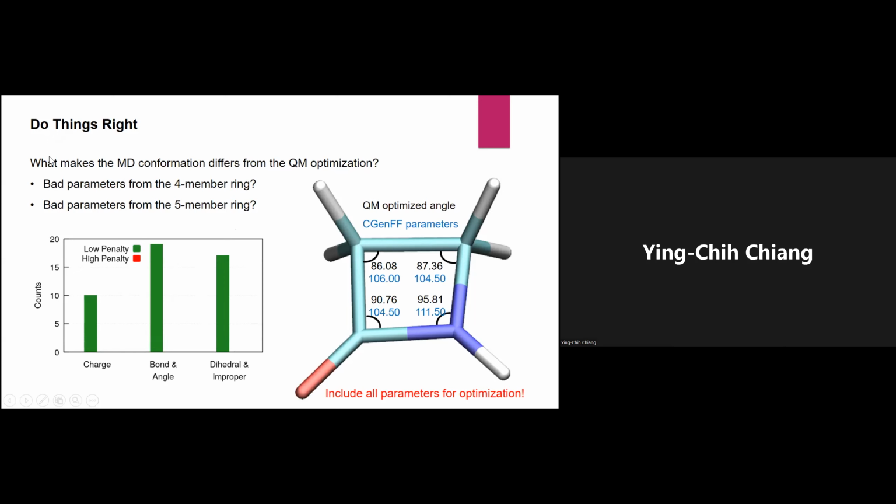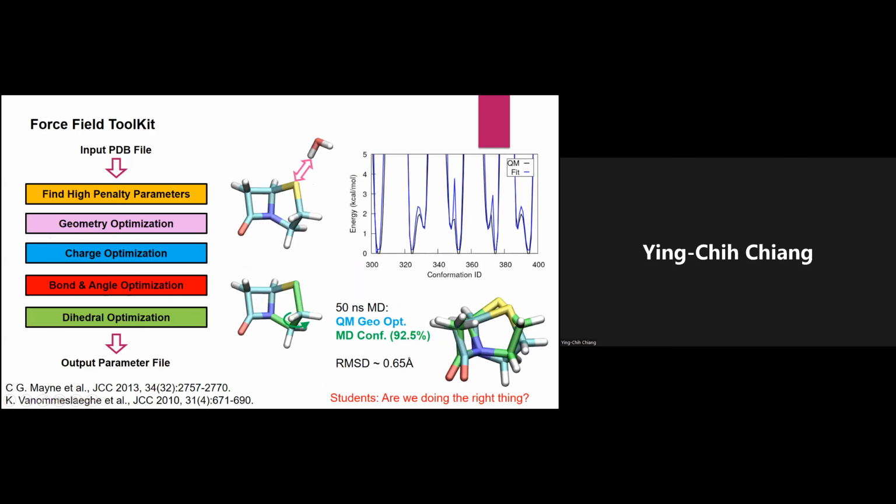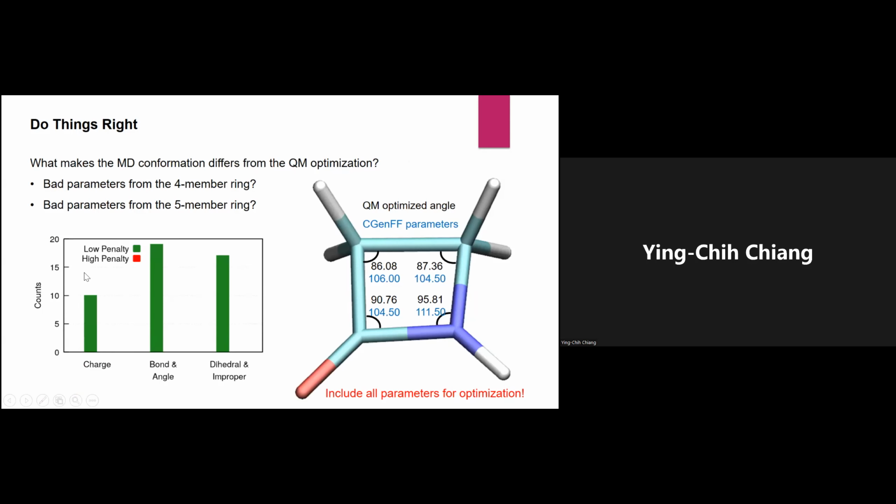If you look back at the bad structure, the first thing we wanted to know is which parameter makes this very strange conformation in the MD simulation. Is it because we have bad parameters from the 4-member ring, or from the 5-member ring? In fact, if you directly work on this fused ring, it's very difficult to judge which part gives you the trouble. So the easiest way is to go back to the simplest β-lactam, this monolactam, which has only a single 4-member ring.